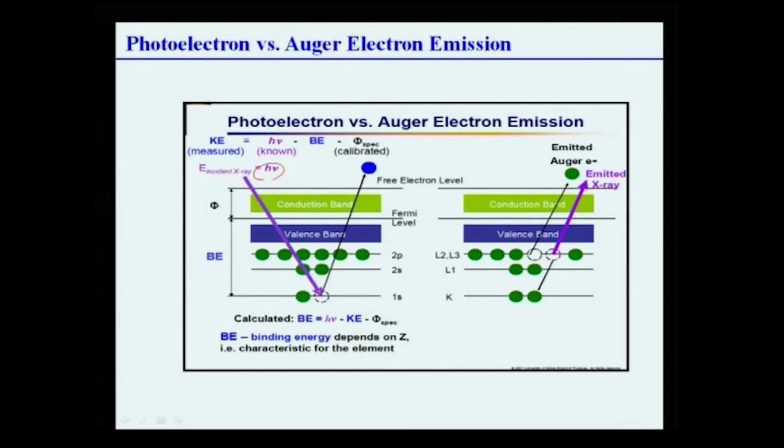But in AES, what is happening? You have created a hole. Because of this hole, an electron from the L23 level jumps, and an emitted X-ray comes out. This X-ray then ejects another electron from the L3 shell, and this electron is known as the Auger electron. So the kinetic energies will obviously depend on K, L1 and L23, and that is how we calculated it earlier also.